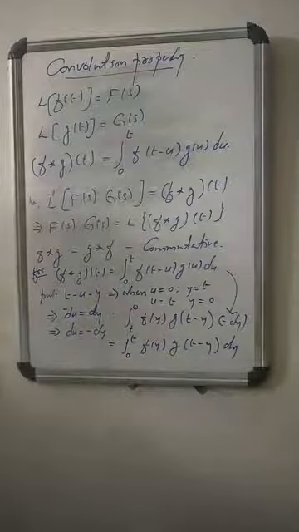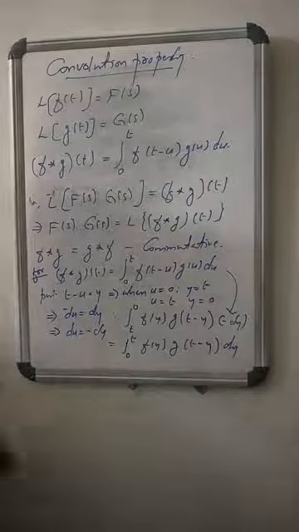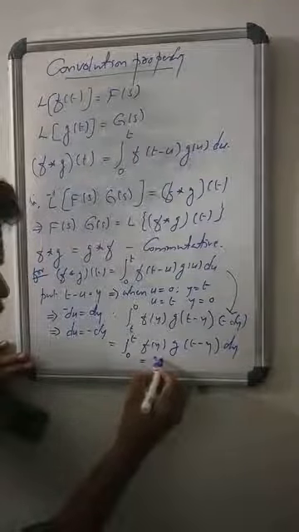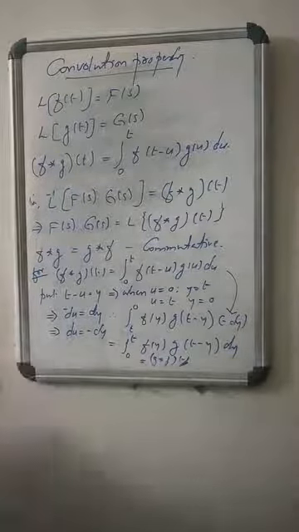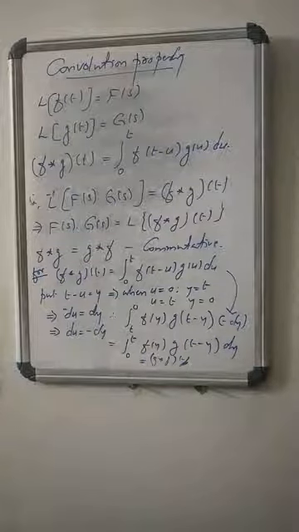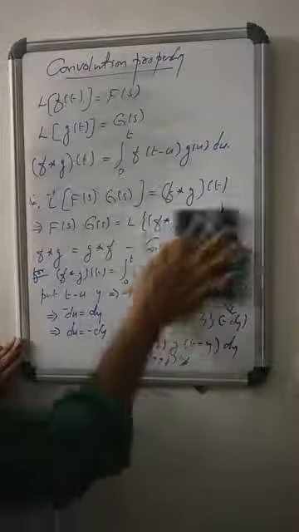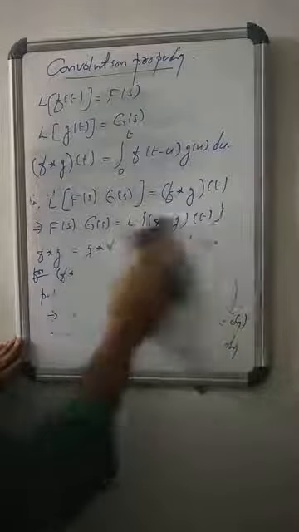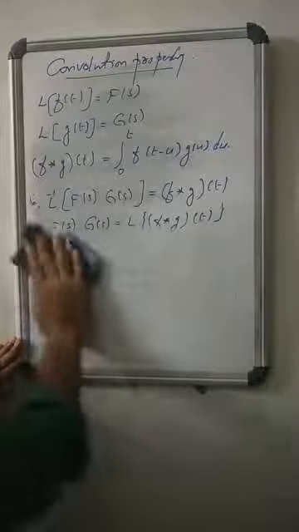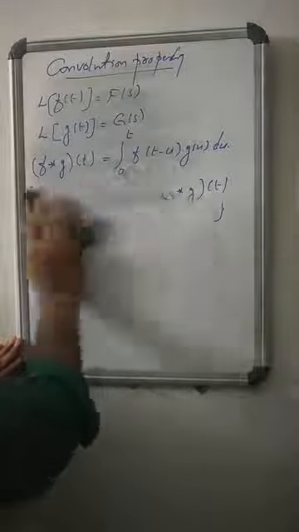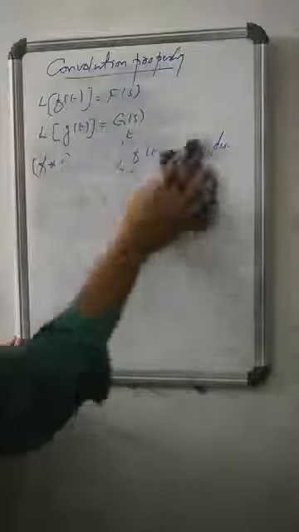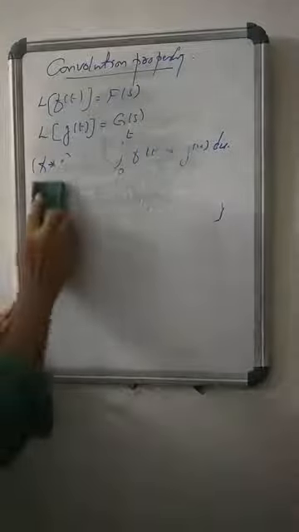F of y into g of t minus y dy is nothing but g star f. So f star g is always the same as g star f, that is, the convolution is always commutative. Clear? Similarly, the convolution is distributive, as well as associative, as well as commutative.